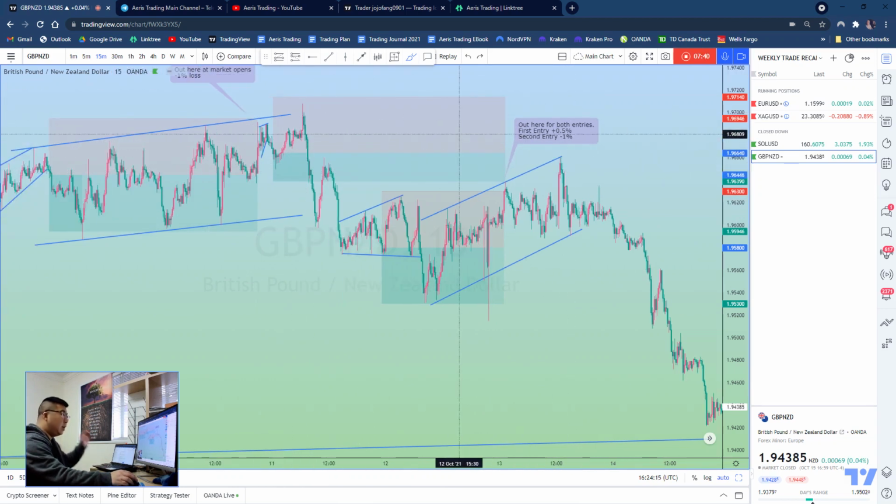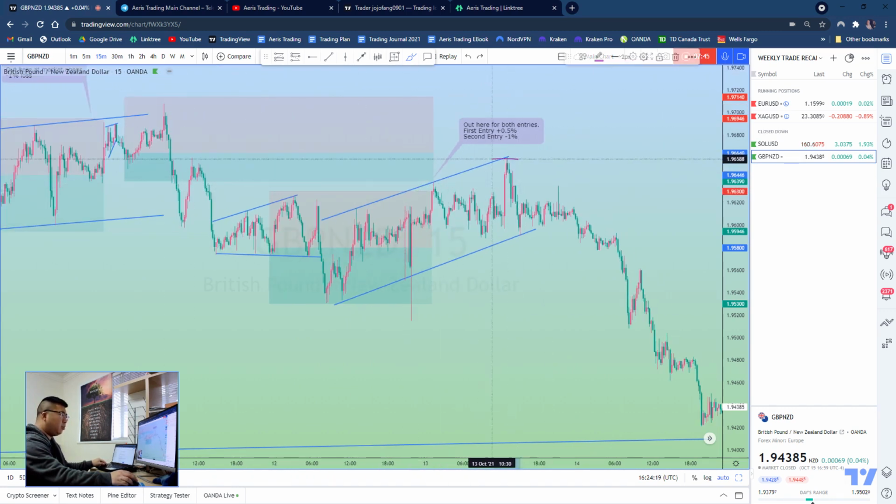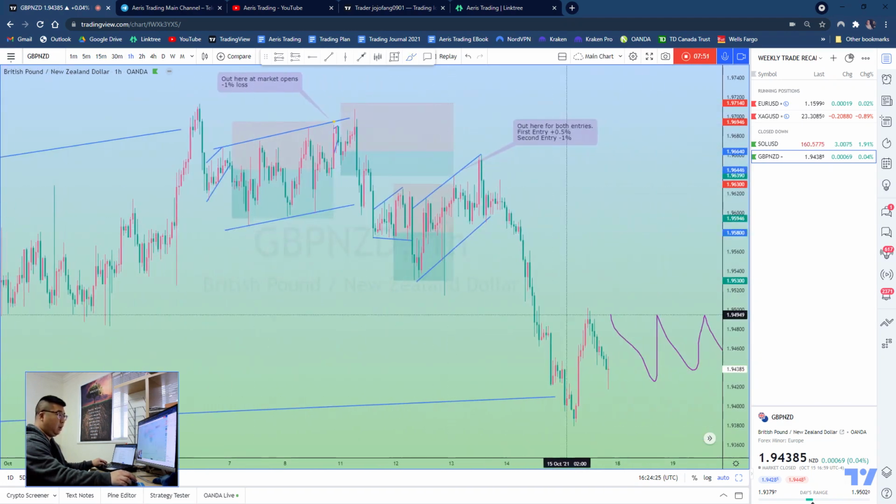So in total, the 3 trades ended with a minus 1.5% loss. And pretty much price ended up correcting, forming a larger structure here, and then eventually pushed down to the desired direction that I was looking at.